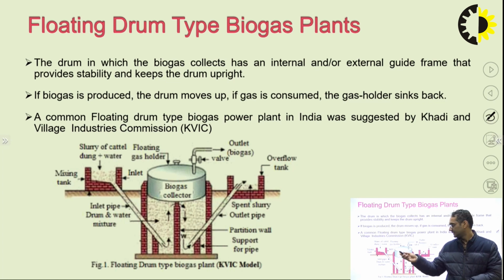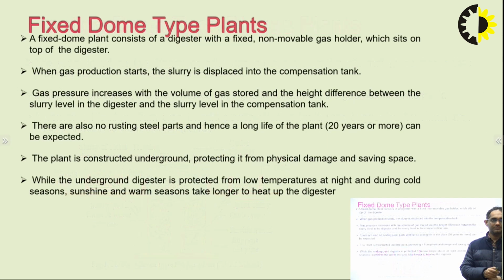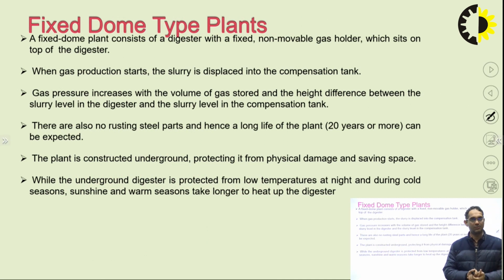So this is the mixing tank where the material gets mixed, this is the biogas collector, and the outlet is where the biogas is produced. Okay, then next is the fixed dome type plants.